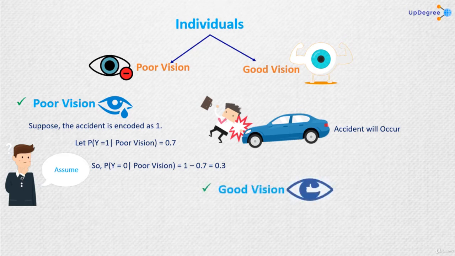Similarly, for a good vision individual, probability y equals 1, that is the event which denotes that an accident will occur, is equal to 0.4, which we have assumed. Then probability y equals 0 will be 1 minus probability y equals 1 for a good vision person, which will be equal to 0.6.